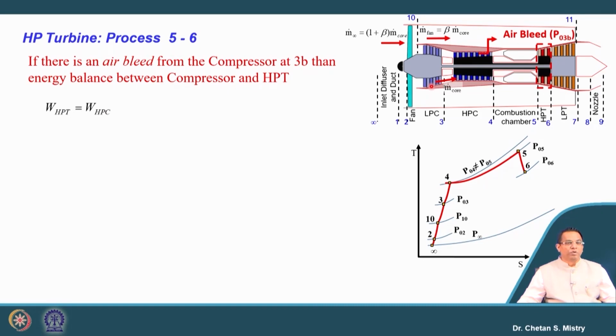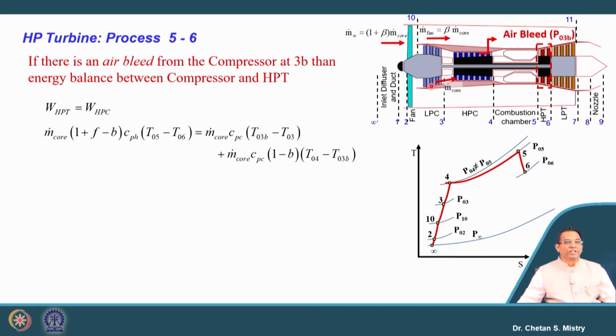Okay, so let me put this equation. What will be the change? Here in this case, my mass flow rate through my HP turbine will be 1 plus F minus B, Cp delta T0. Similarly, in this formulation, I am writing this as we have taken our air at some location T03B. That is the reason we are writing m dot core Cp T03B minus T03. After this stage, the mass flow rate is reduced, which is why we are writing m dot core Cp 1 minus B T04 minus T03B. Be careful in writing this equation. This is very important here.